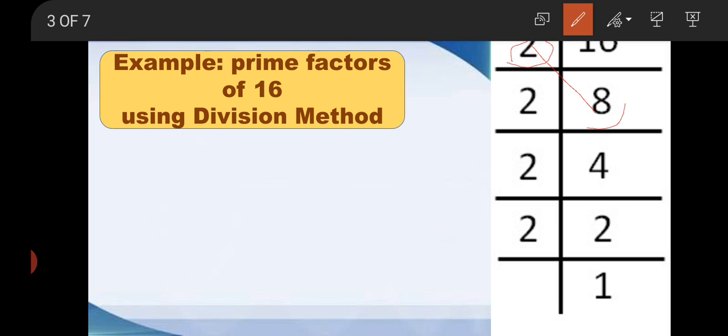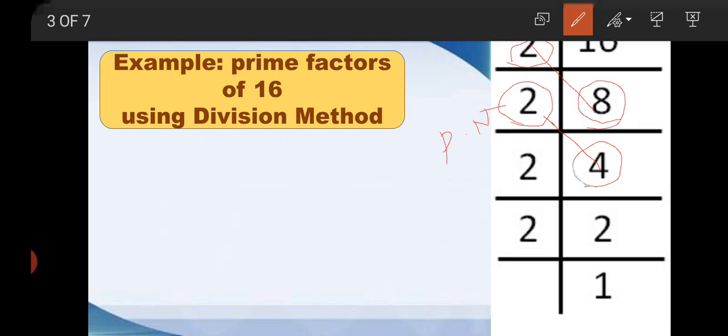Now students, here we have now 8. And we have to look for the factor of 8. And that number should be prime number. Clear? As you all know, 2 4s are 8 and 4 2s are 8. But the difference is 2 is a prime number and 4 is a composite number. So we will take 2 4s are 8. And here we have a prime number. 2 is a prime number.